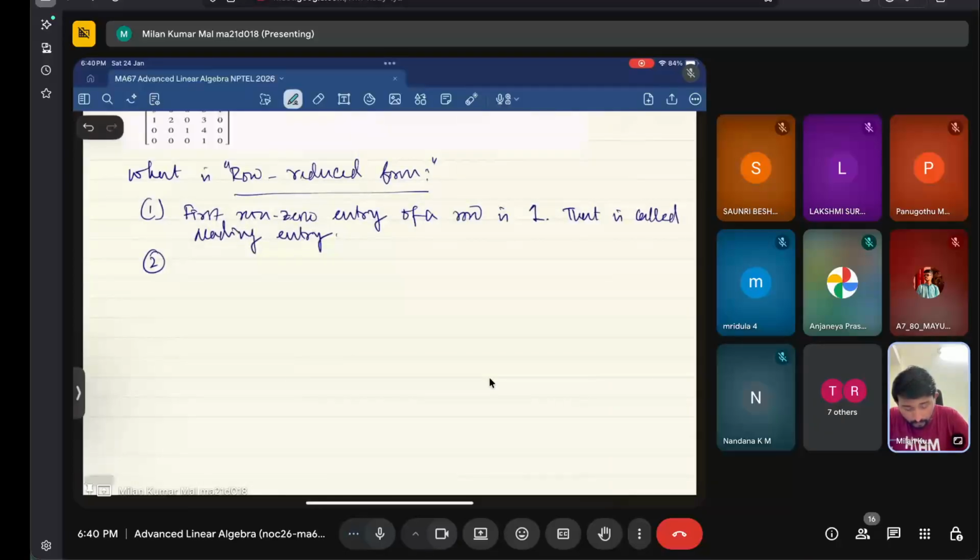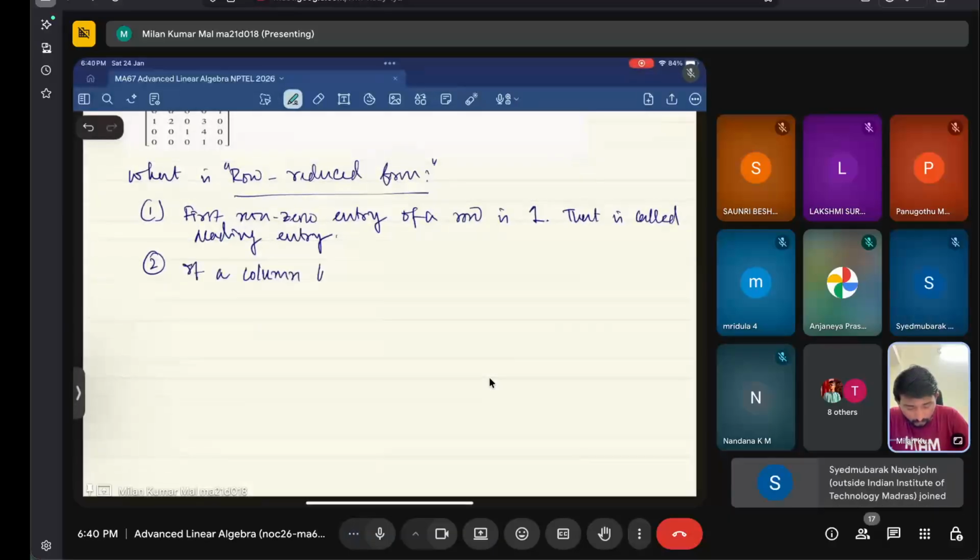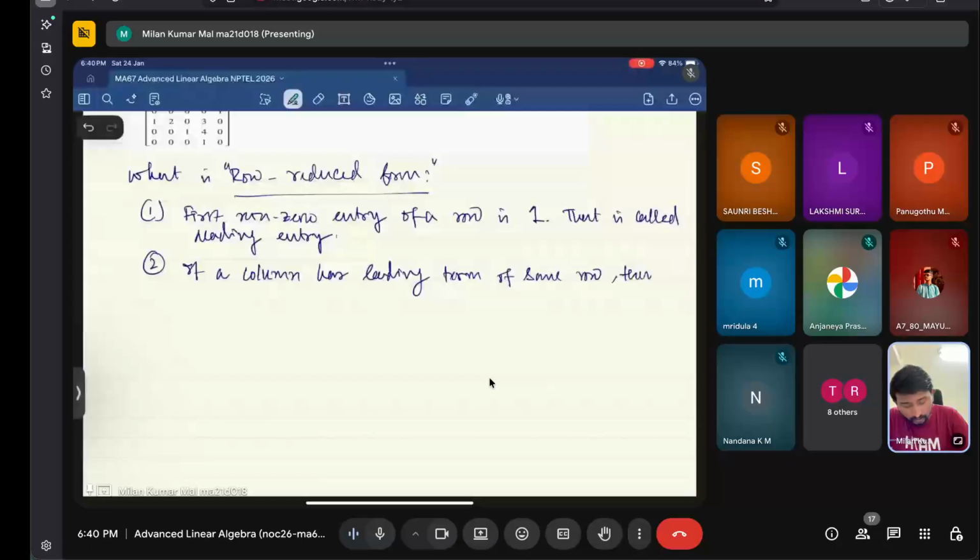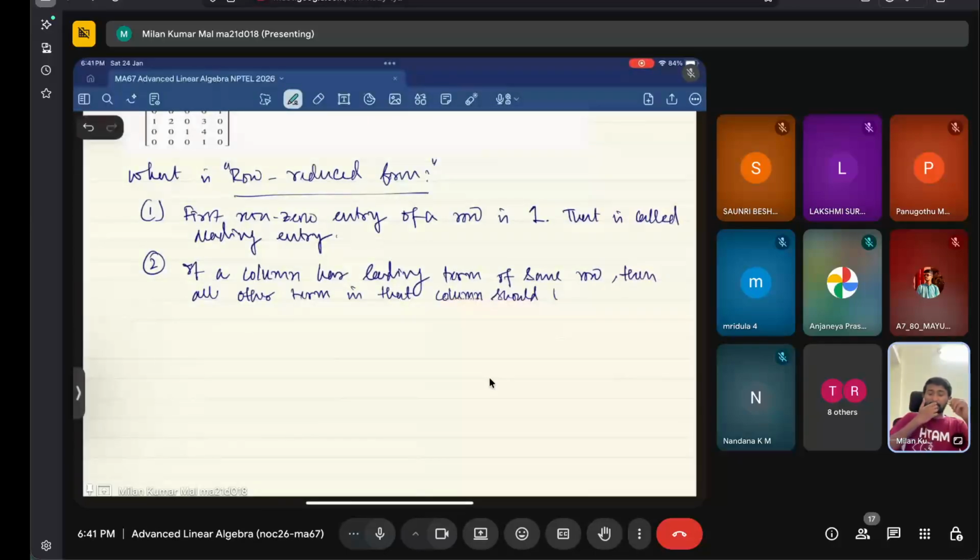The next condition: if a column has the leading term of some row, that is 1, then all other terms in that column should be 0. I think this covers the row reduction process. This is called the row reduced form. If you do the row reduction process and reach this point, then that is called the row reduced form.